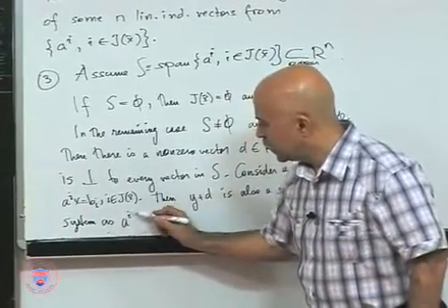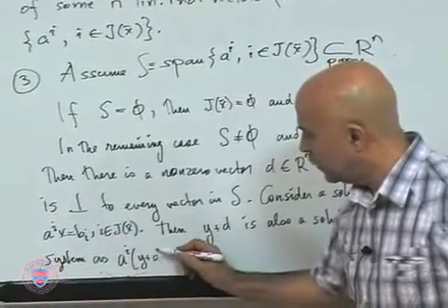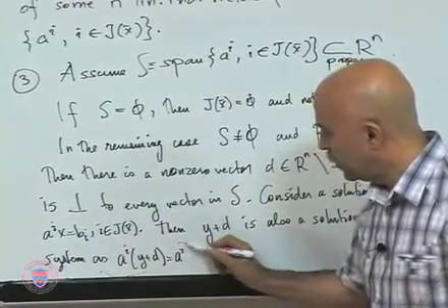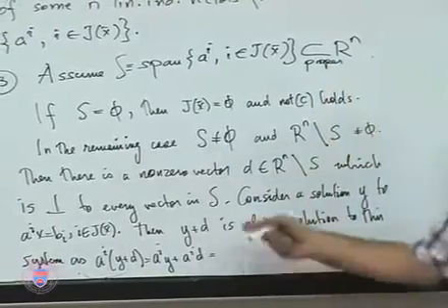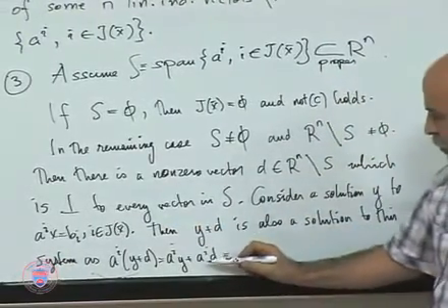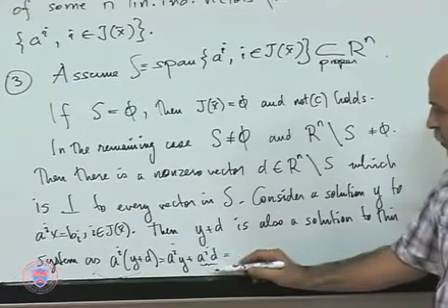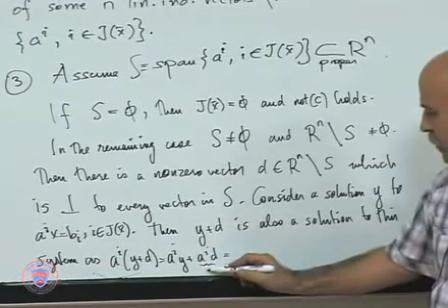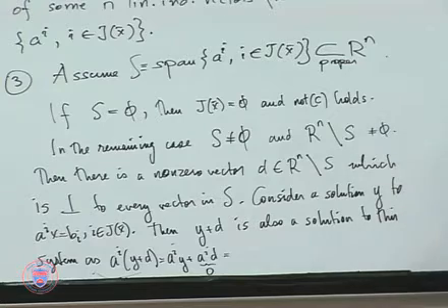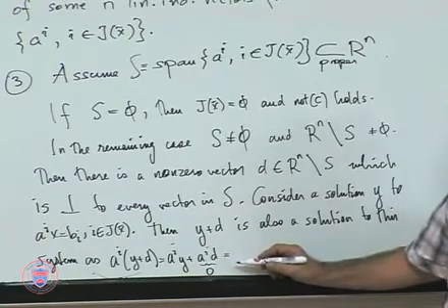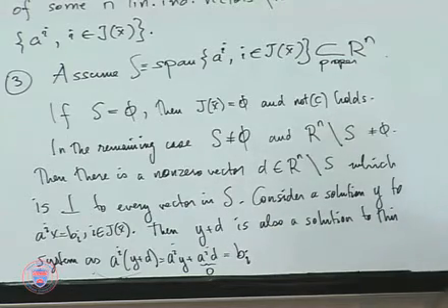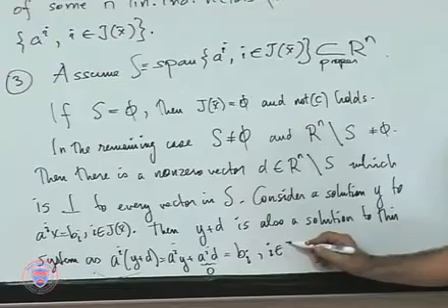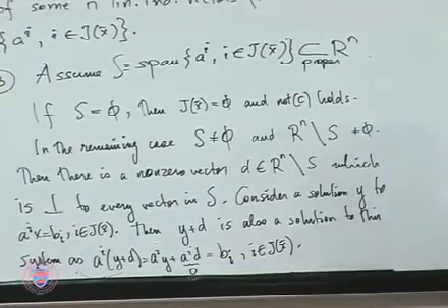Because AI times y plus d gives you AI y plus AI d, for I belonging to the active set. Well, what do you know about AI d? D is perpendicular to each one of them, so it's 0. So you've got AI y, but how much is AI y? It's bi, because y is a solution. So this holds true for each I in the active set.